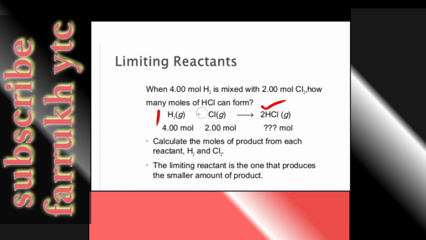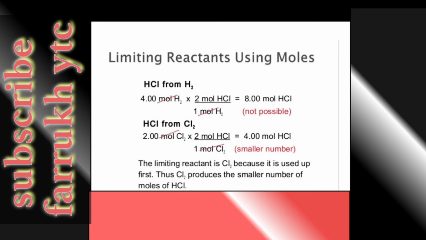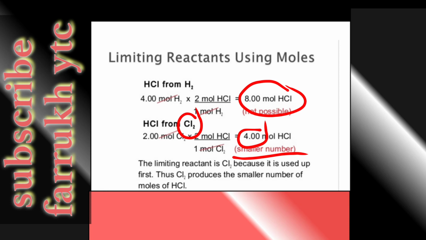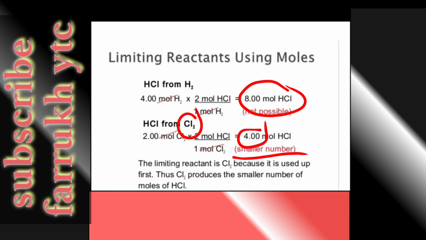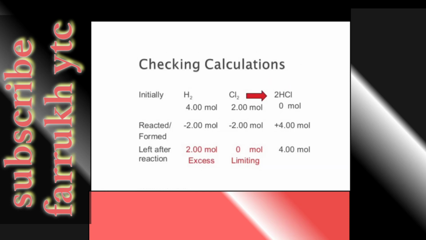Similarly, 1 mole of chlorine produces 2 mole of HCl. So if we have 2 mole of chlorine, how much will it produce? It will produce 4 mole of HCl. So hydrogen is producing a larger number of moles of HCl and chlorine is producing a smaller number of moles of HCl. In this way the limiting reactant is chlorine.